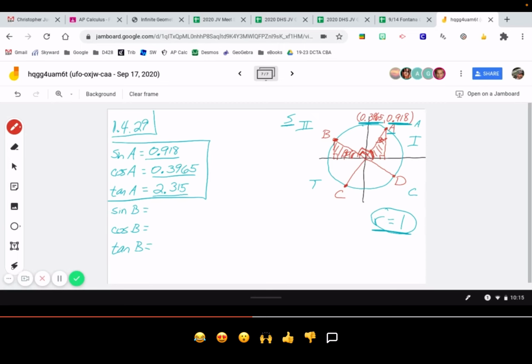So the point is that the lengths of the legs in this second triangle are the same as the lengths of the legs in the first triangle, but everything has been flipped around.